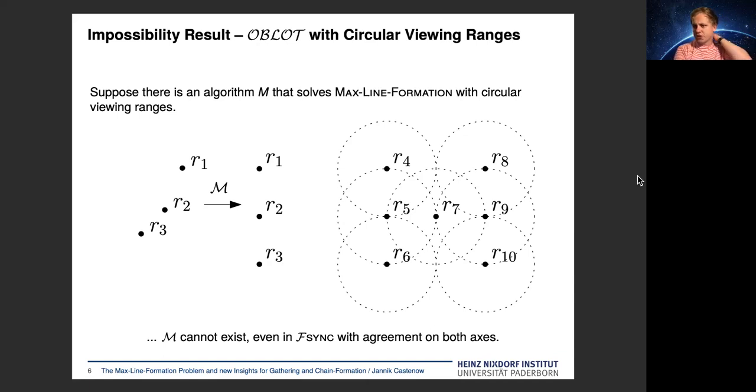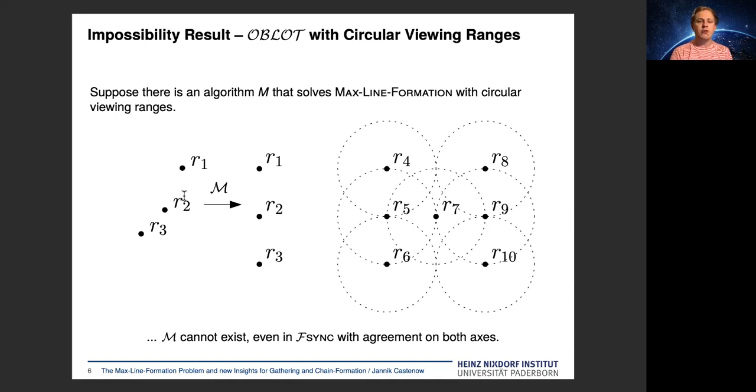Okay, so this was a small model excursion, but now under the OBLOT model with circular viewing ranges, as I defined earlier, where a robot can observe all other robots within distance 1 around itself, it's impossible to solve. And how to see this impossibility? We start with a configuration of 3 robots and assume there is an algorithm M that solves this problem.